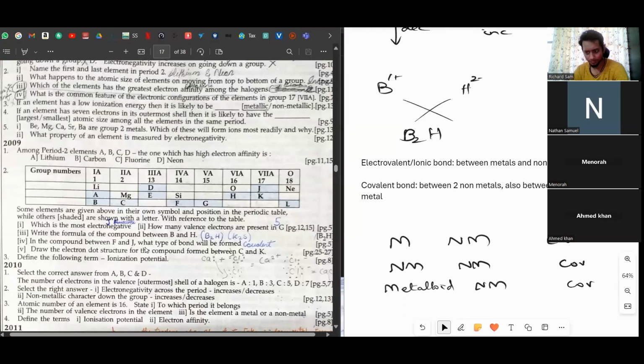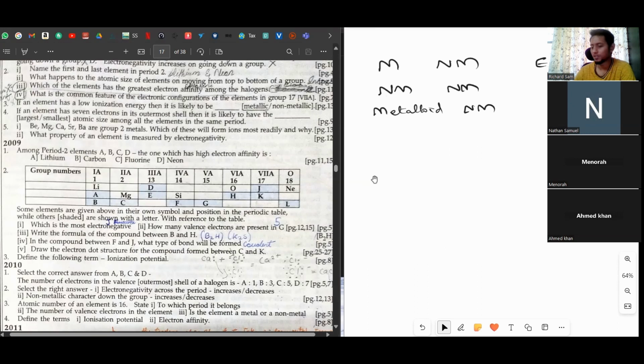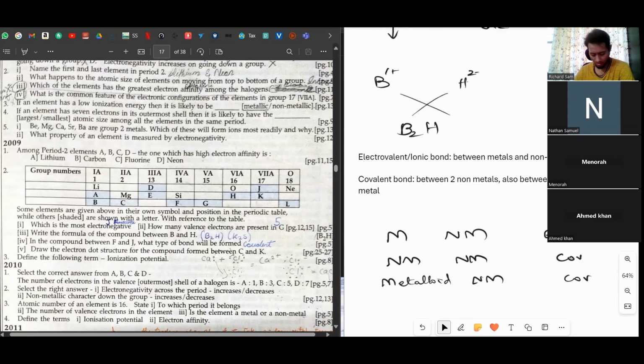Okay, next. In the compound between A and H, what type of bond is formed? A and H. We did B and H. Covalent. Okay, what type of bond? Electrovalent, because it's a metal and a non-metal. Next, give its molecular formula.